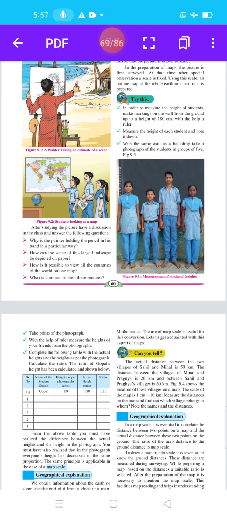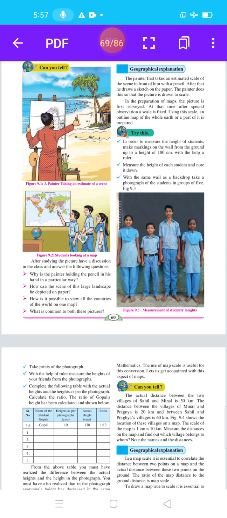Now the third question is, how is it possible to view all the countries of the world on one map? You may also be surprised, how is it possible? Yes, the answer of this question is, it is possible to view all the countries of the world on one map by using scale in a map.